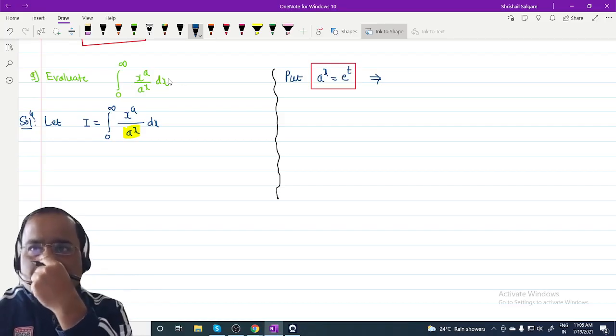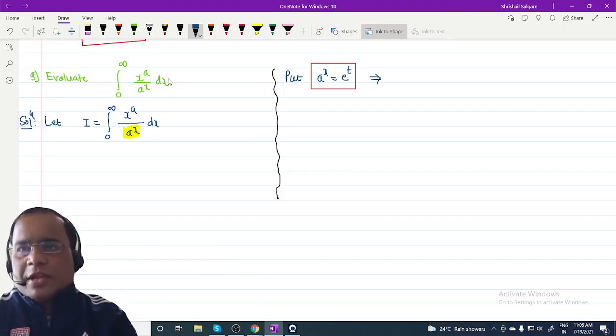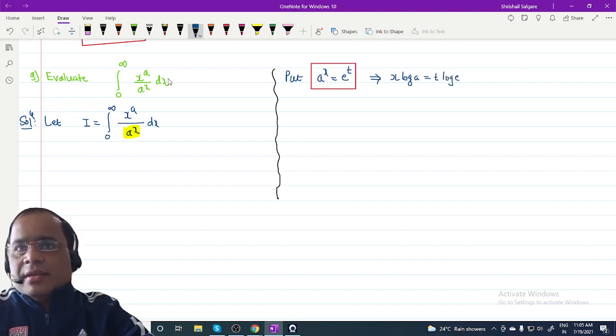Okay, that is the value of t in terms of x and the value of x in terms of t, because we have to use substitution for x. For that you have to take logarithm on both sides. That will come as x log a is equal to t log e. But we know that log e is 1, so x is equal to t divided by log a.